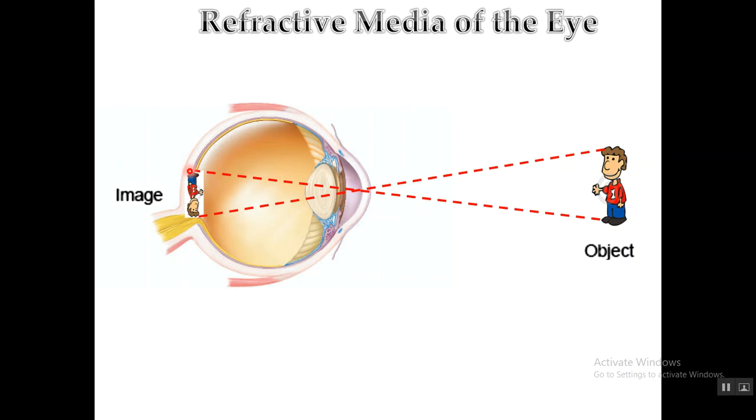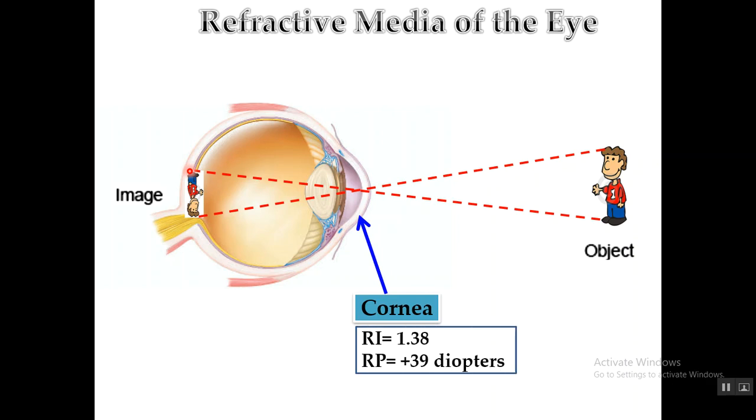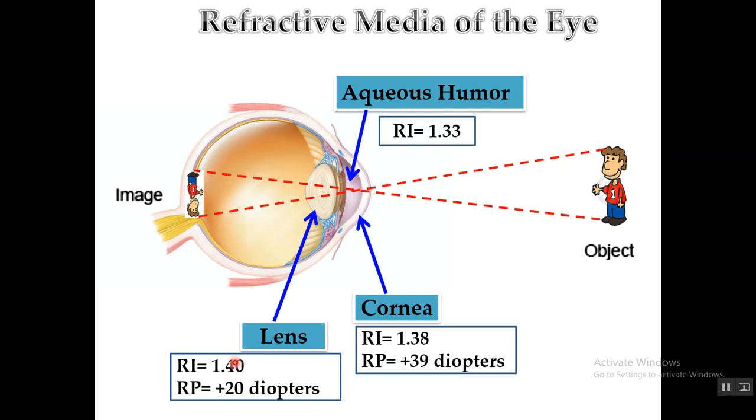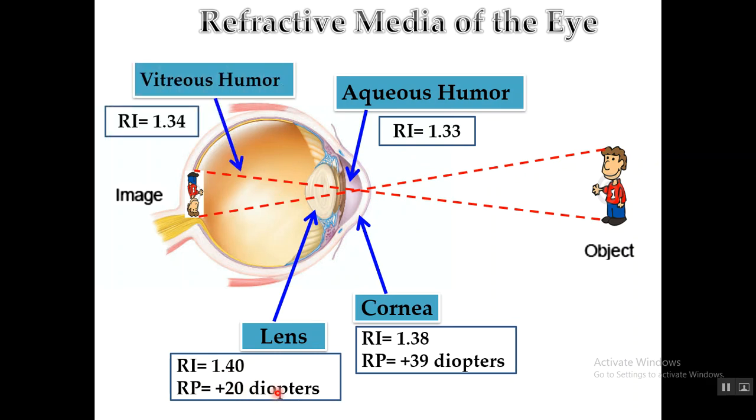What about the refractive media? We have 4 refractive media in our eye. The first one is the cornea, having a refractive index of 1.38 and a refractive power of plus 39 diopters. The aqueous humor has a refractive index of 1.33, and the crystalline lens has a refractive index of 1.4 with a power of plus 20 diopters, and the vitreous body has a refractive index of 1.34. This is the refractive media of the eye.